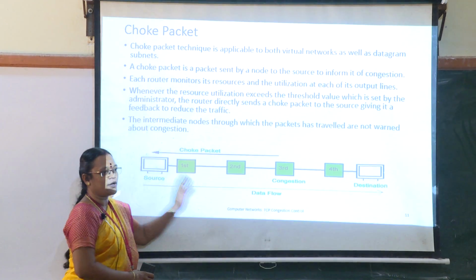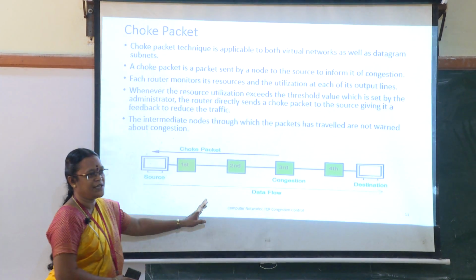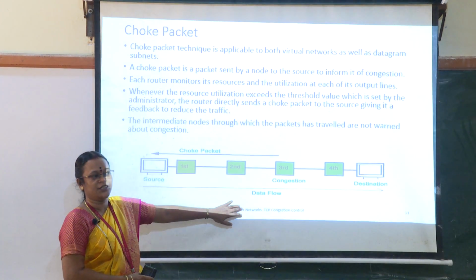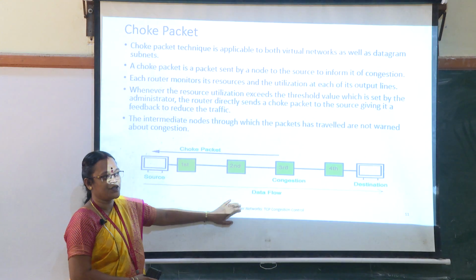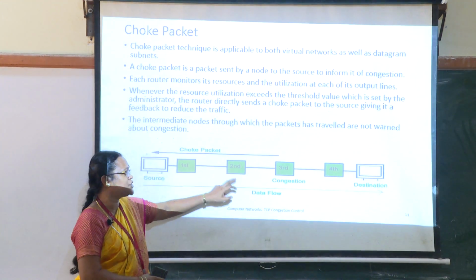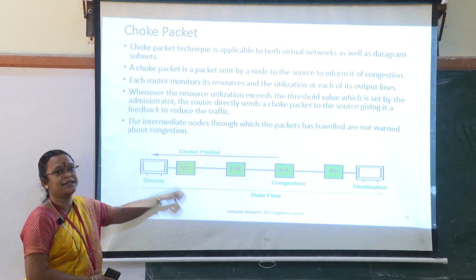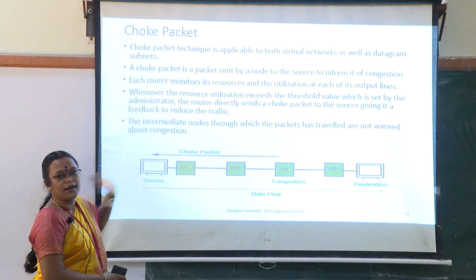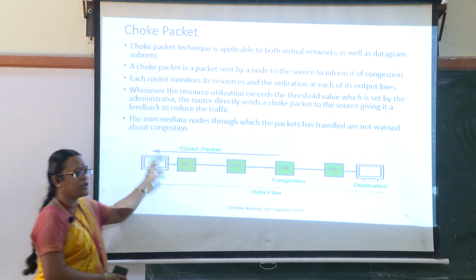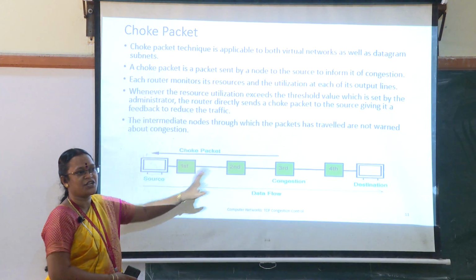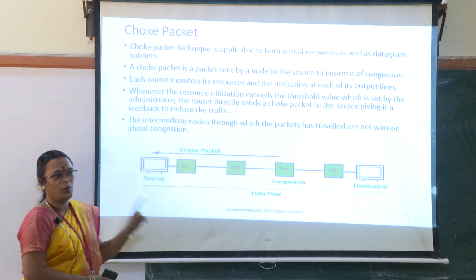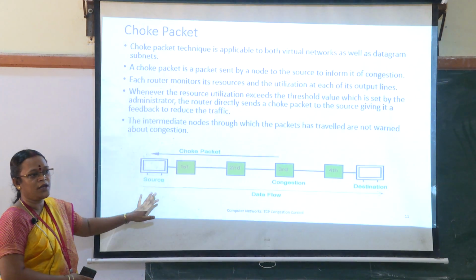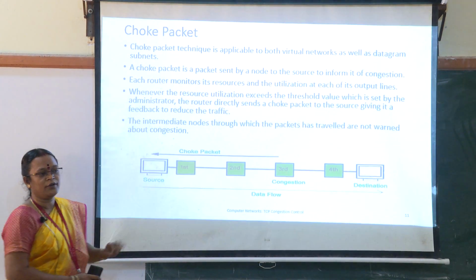This is your choke packet, the same example: source and destination having 4 nodes, and the third node has congestion. Here the difference is that it does not intimate node 1 and node 2. Directly it intimates the source itself. Node 2 does not know the congestion has occurred, and node 1 also does not know. Only the node where the congestion happened and the source will know, for the choke category.